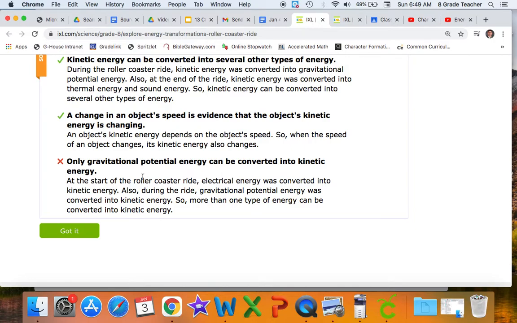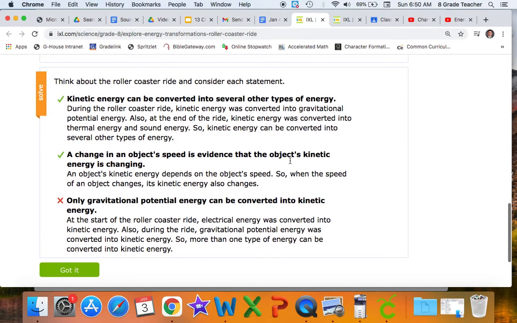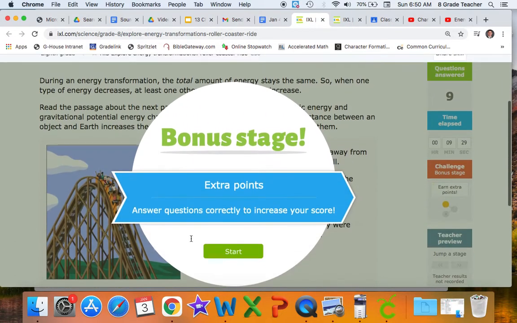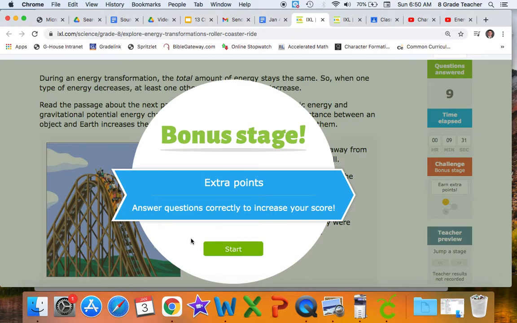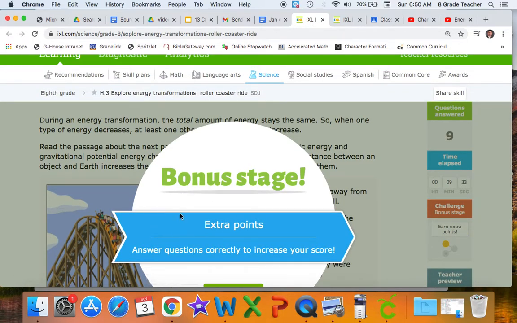Other types of energy can be converted into kinetic energy, not just gravitational potential energy, even though potential energy goes into kinetic energy and it's a back and forth between those two. So it's kind of a trick question. Got it. That should complete H.3.